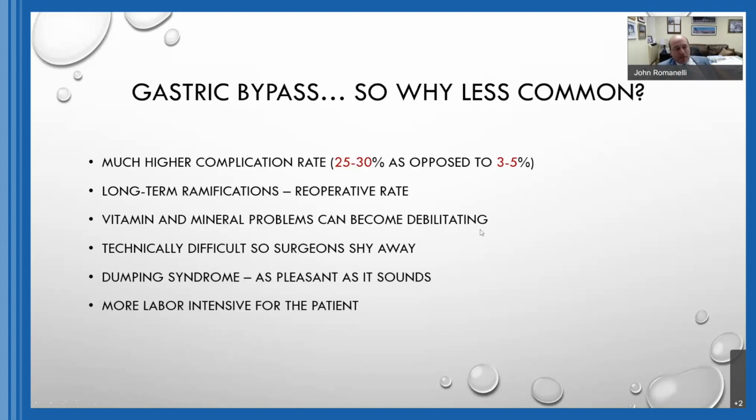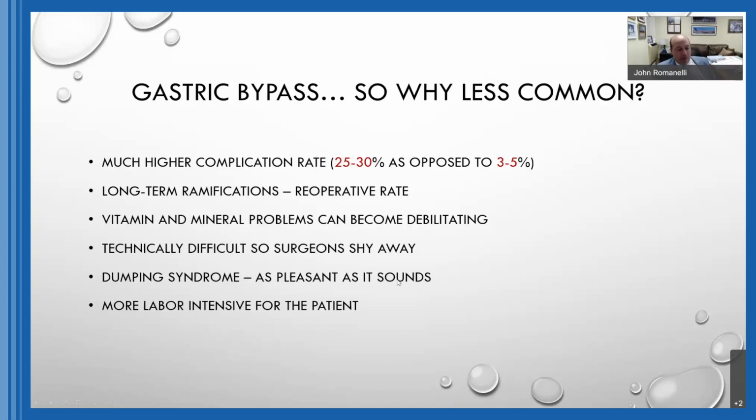For women with iron deficiency anemia before gastric bypass, if they were to have a bypass, the anemia can become so pronounced they have to get intravenous iron once a month. That doesn't sound too pleasant, so it's something we have to worry about. It's hard to do, so surgeons tend to shy away from it because it's very technically complex. This is the Mercedes-Benz of abdominal operations, but not everybody wants a German car.